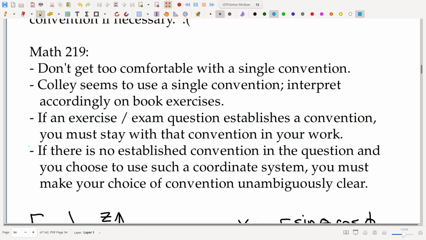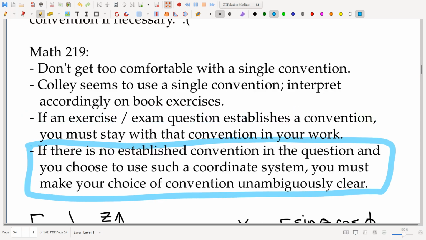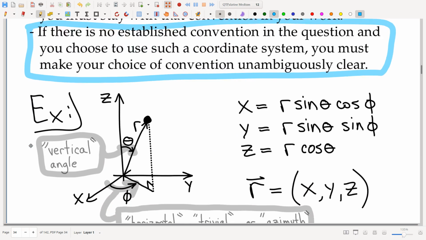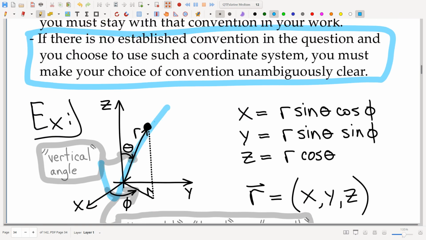Lastly, if there is no established convention, so maybe there's some exam question about some integral you're supposed to compute, and you decide that you want to use spherical coordinates. Good news, you get to use whichever convention you want as long as no convention was established in the statement of the question. The only asterisk is you have to be clear what convention you're using. So you've got to establish it, either draw a picture like that or write down the conversion formulas corresponding to the convention you're using.